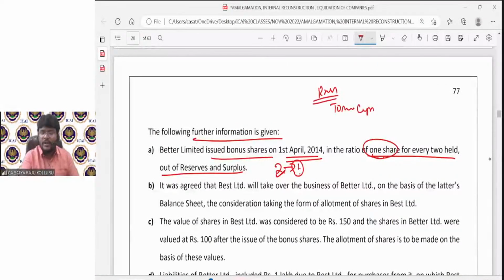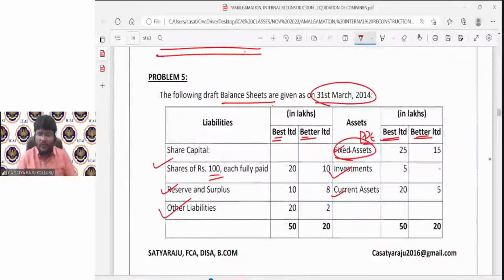But which reserves we should use and which reserves we may not use, all such things you may have already learned in the Group 1 bonus shares concept. So here there is simply no difference, we are simply using the reserves and surplus. Now first of all, how many bonus shares do we need to issue? Let us calculate. For every 2 shares, 1 share. Now we have existing 10 lakh worth of equity shares. The face value is 100, so 10 lakh divided by 100 means how many shares do we have existing? All of you, let me know how many existing shares there are. 10,000.